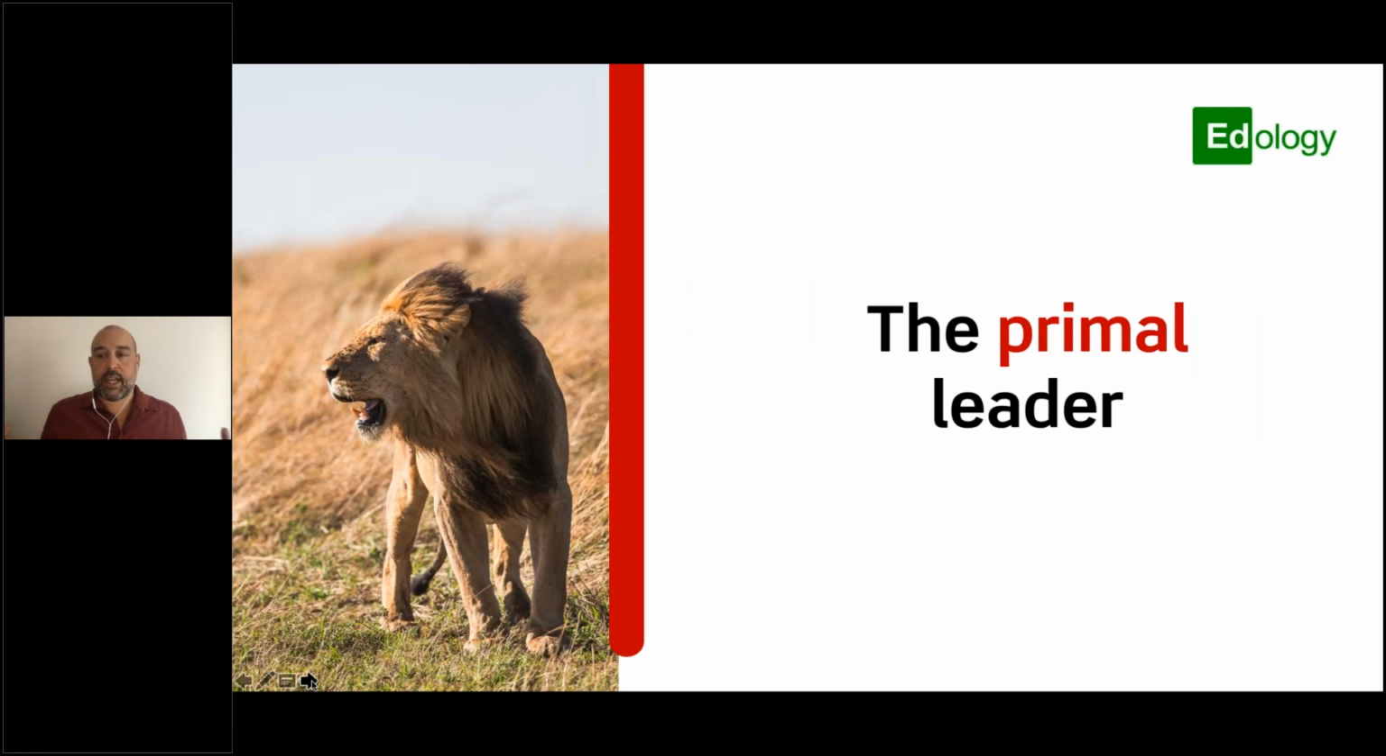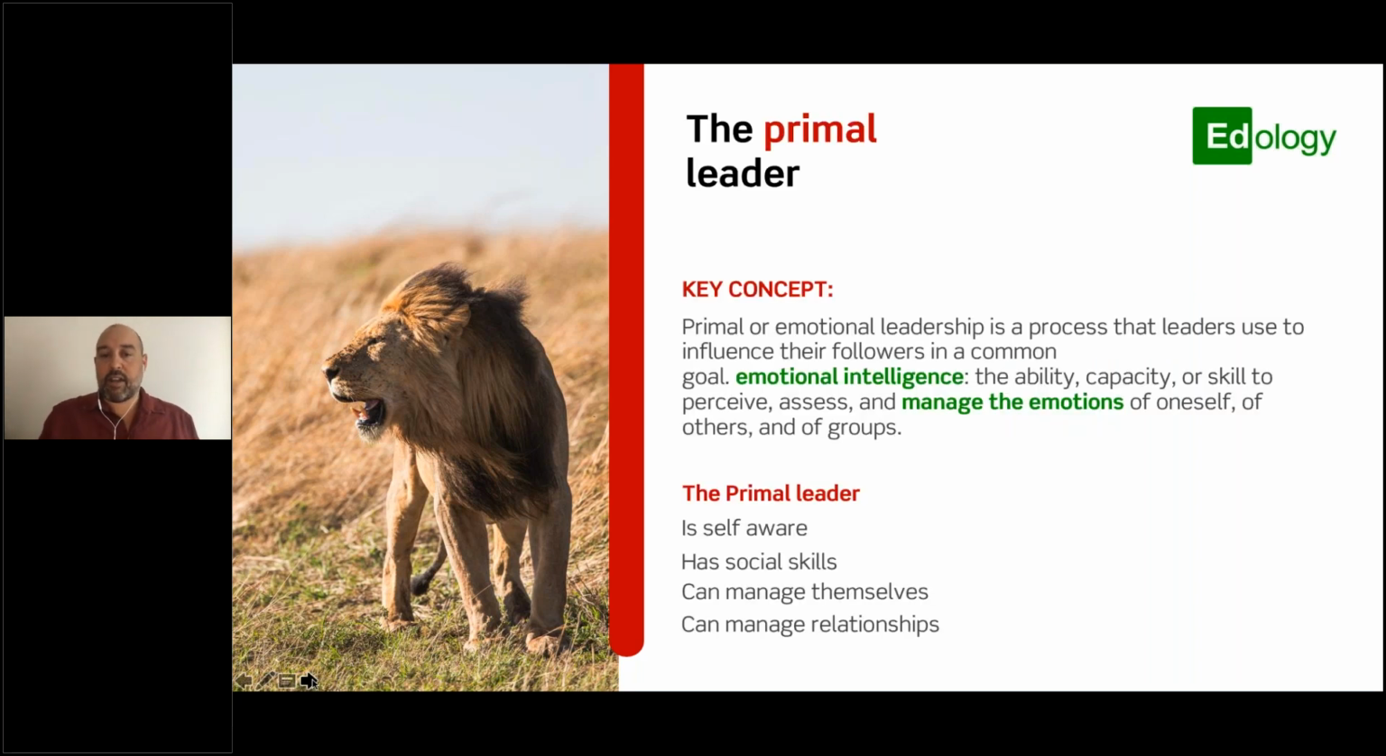The primal leader, or the emotional leader. Goleman's book, The Primal Leader, looked at the issue of emotional intelligence, or EQ. I'm sure a lot of us might have heard about emotional intelligence and the growing importance of that alongside IQ and experience in leadership and in the workplace in general when we look at candidates who we're hiring. Now, primal or emotional leadership, that's a process that leaders use to influence their followers in a common goal.